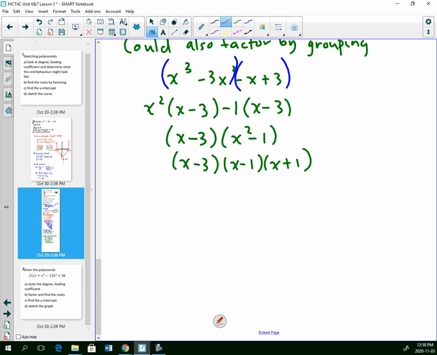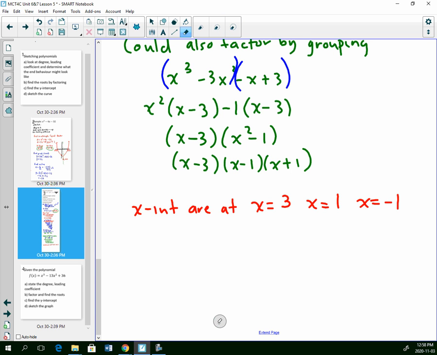Okay? So my x-intercepts are at 3, 1, and -1. So I'm going to start graphing. So I've got 1 at 3, 1 at 1, 1 at -1. Oops, that's not -1, that's -2.